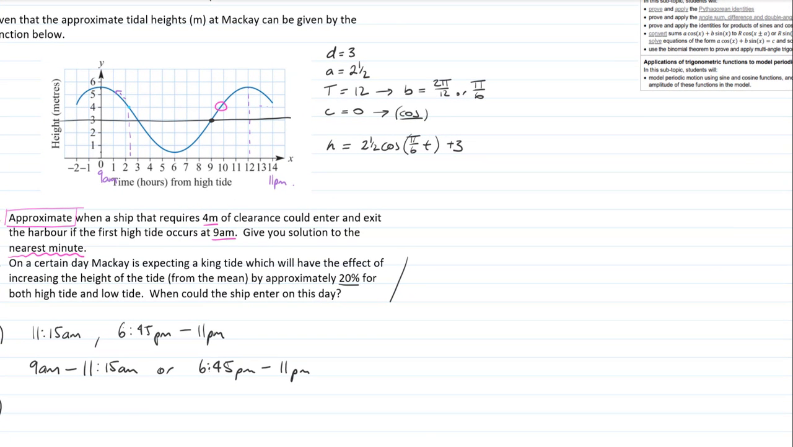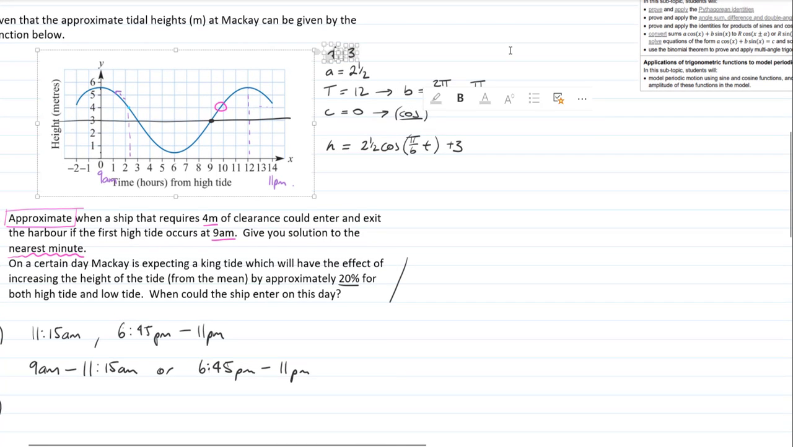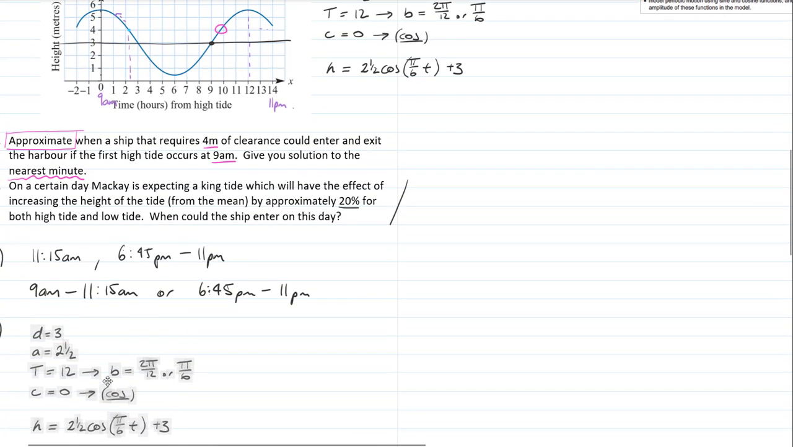So let's take this working now and we'll pop it down below so that I can use it. I'll select, I'll move it using my mouse. Okay, so let's just get down to here.